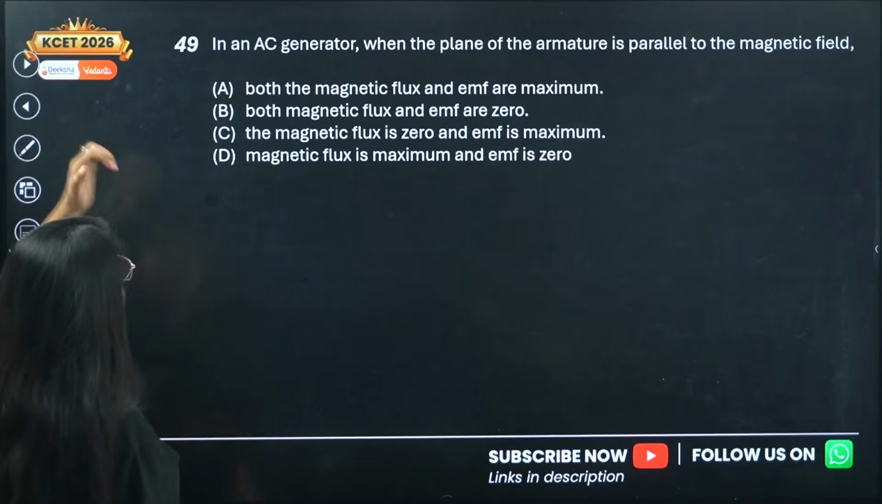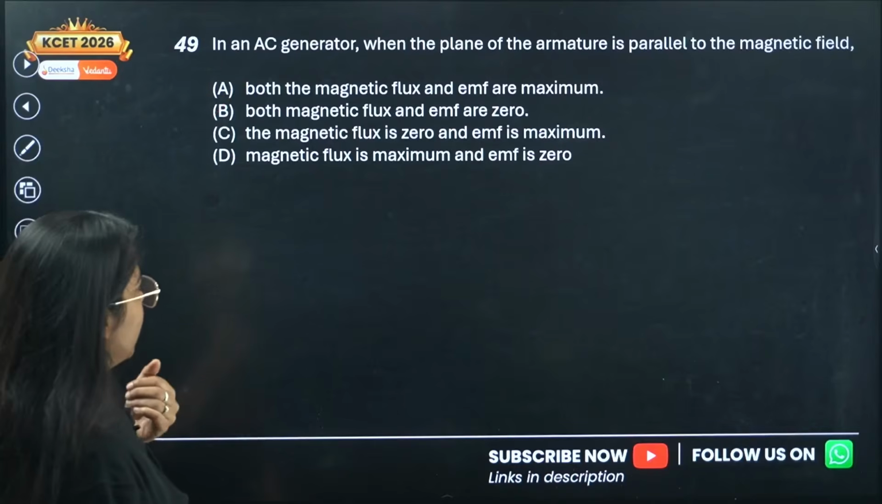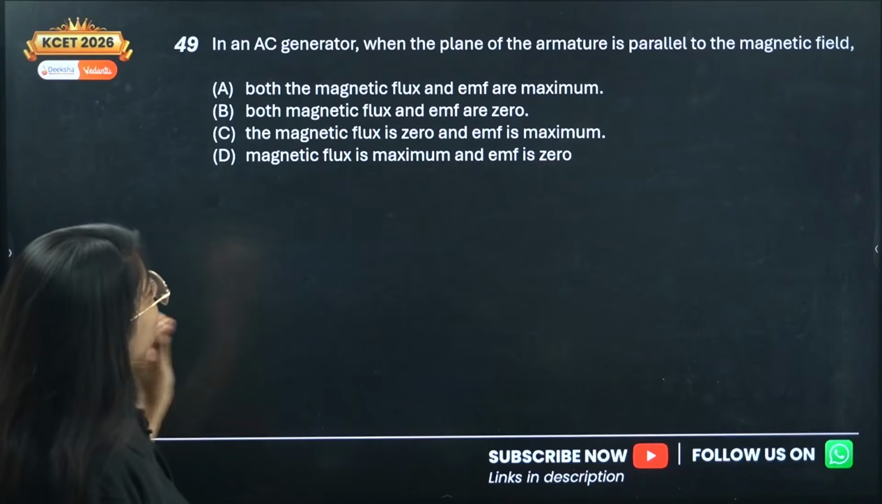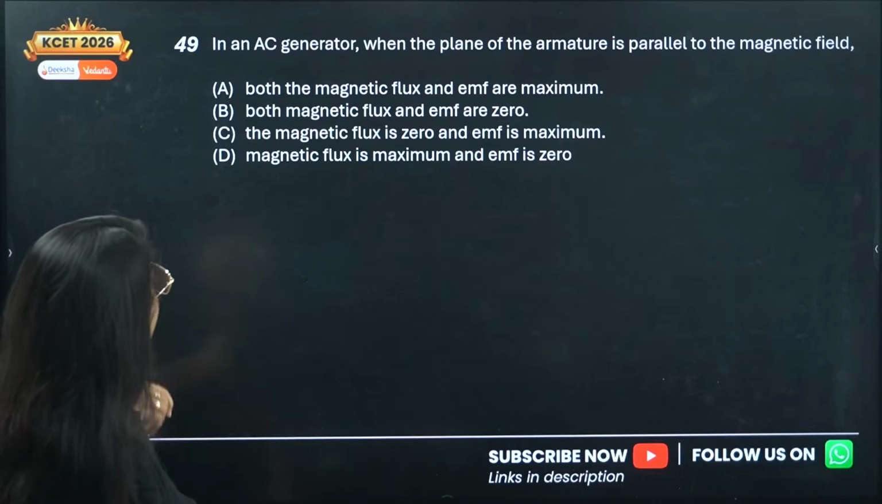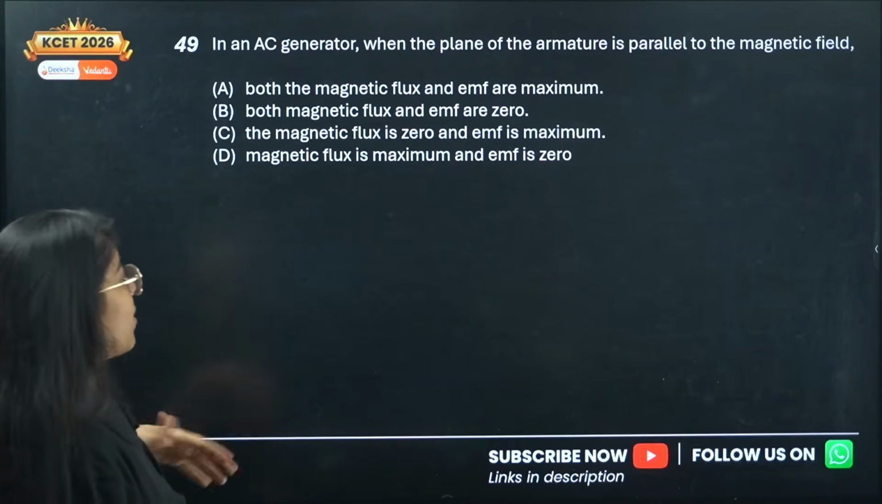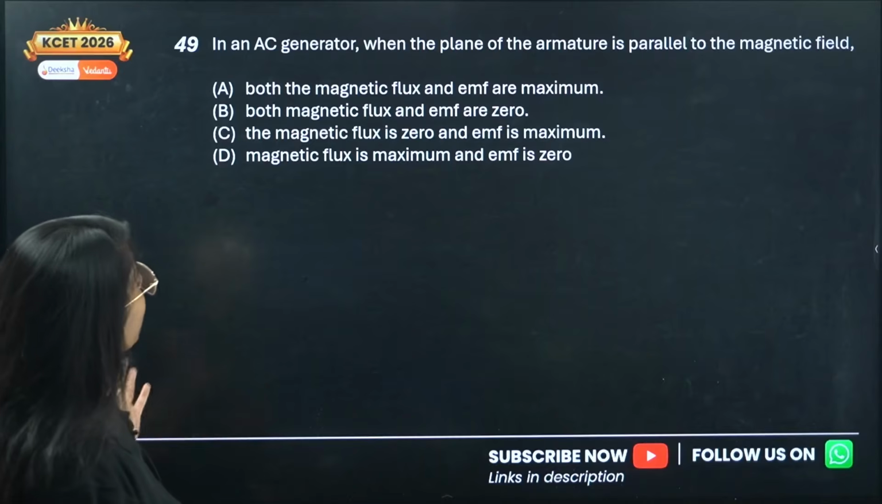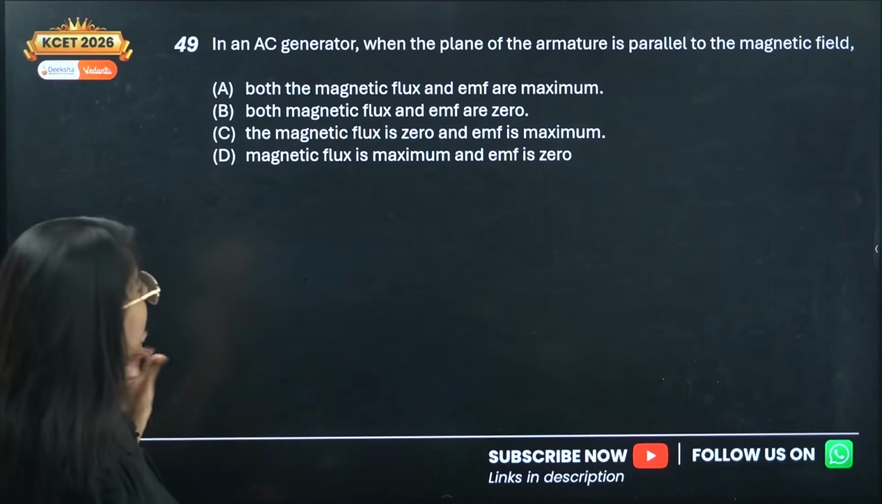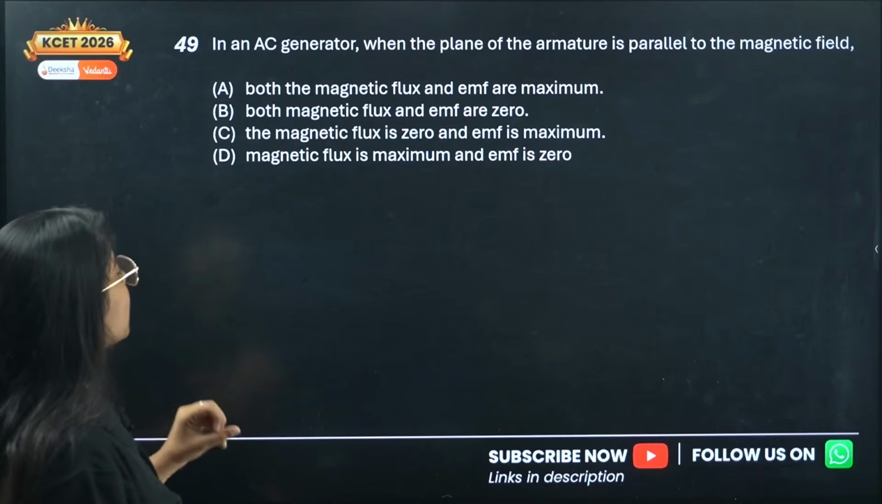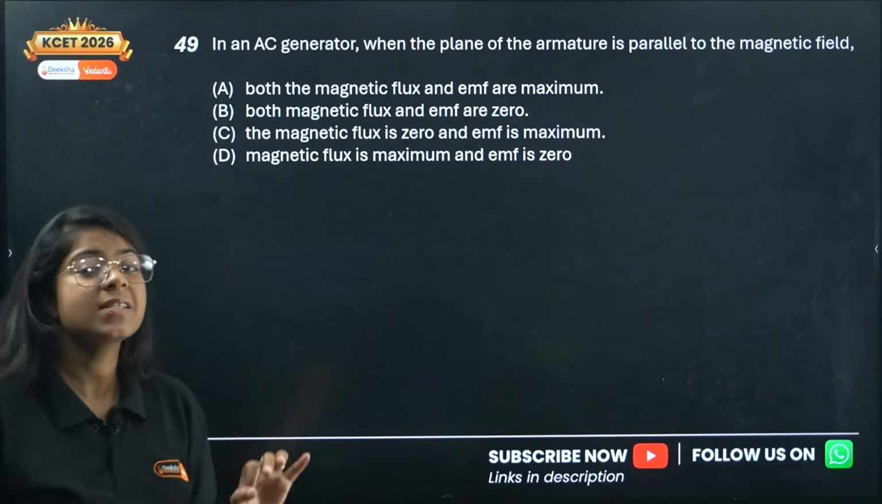Okay. 49th question, in an AC generator, when the plane of armature is parallel to the magnetic field, then: both the magnetic flux and EMF are maximum; both the magnetic flux and EMF are 0; the magnetic flux is 0 and EMF is maximum; the magnetic flux is maximum and EMF is 0.